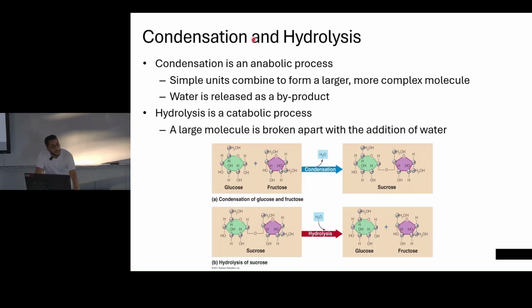Many reactions in your body just require water. Nothing crazy. Actually, most of them require water. So condensation is when you're trying to build more complex molecules. For example, when you combine glucose with fructose to produce sucrose, this is a condensation reaction. Why is it called condensation? Because you're losing water in the process. Hydrolysis is when you use water to break up a molecule. So this is anabolism, and this is catabolism. Simple?